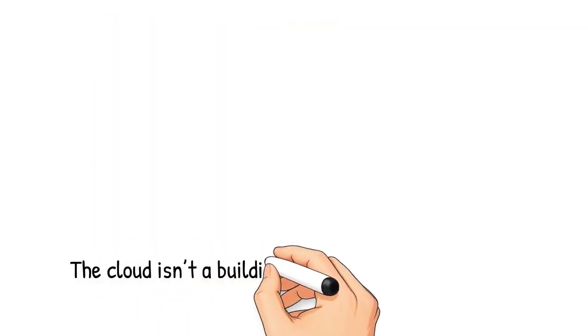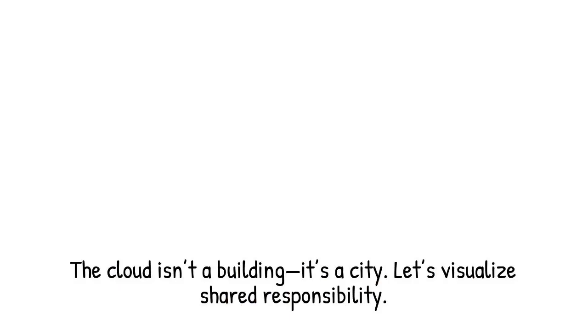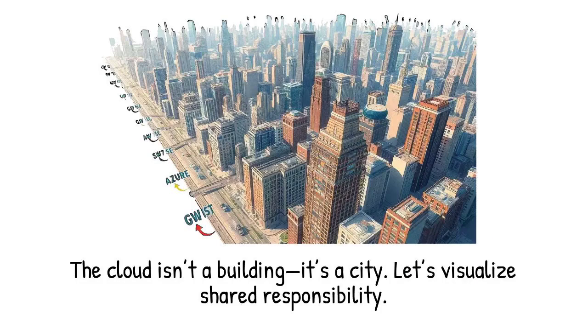Section 1. The cloud is not a building, it's a city. To understand shared responsibility, imagine this. You move into a massive, futuristic city. The city is built by AWS, Azure, or GCP. They provide roads, electricity, water, security cameras, fire alarms, building foundations, emergency services.